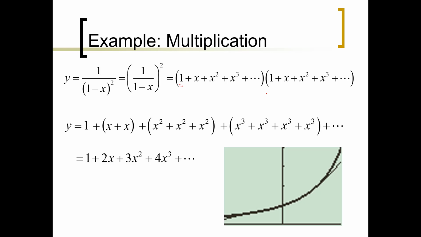Now I've also graphed the function 1 over 1 minus x squared, and I've graphed the Taylor polynomial up to order 3. So you can see that as long as you're near 0, the graphs are pretty similar. It's only when you get away from that that they start to diverge.